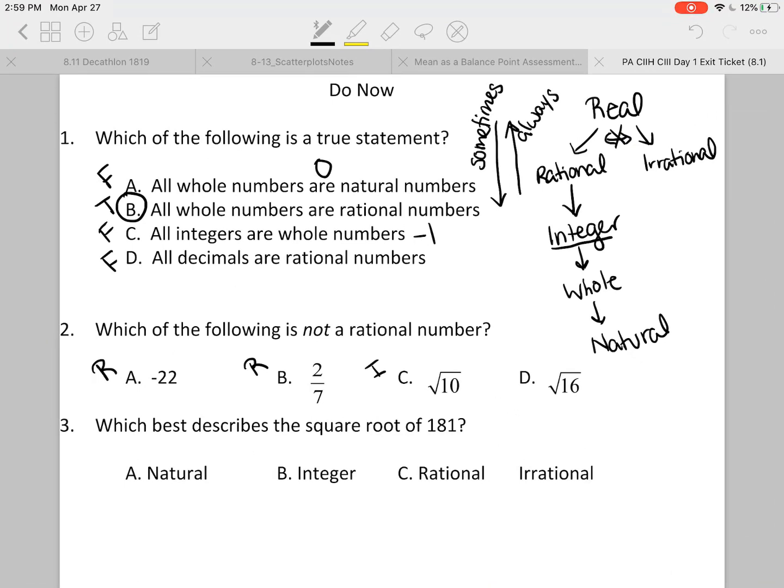The square root of 16 is 4. So that is rational because that is a natural number. So the answer is C.